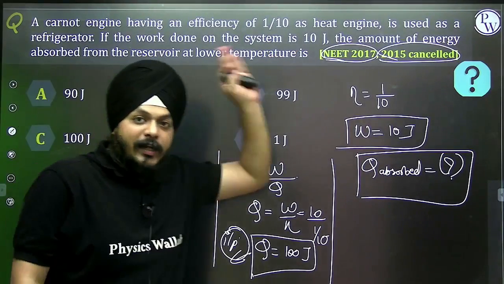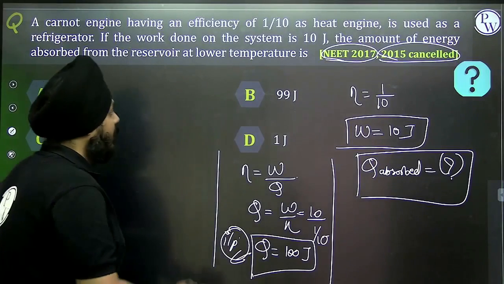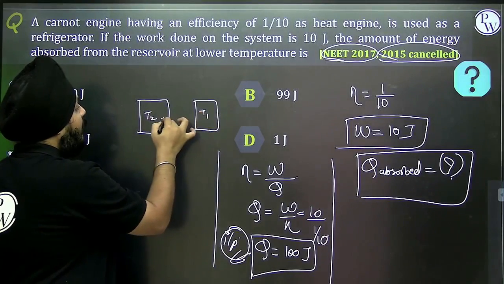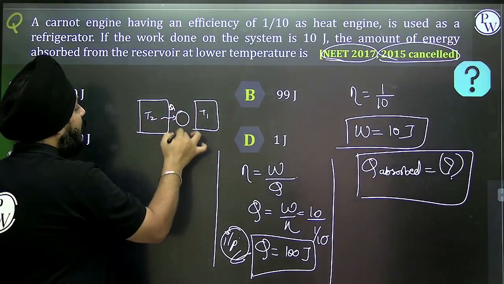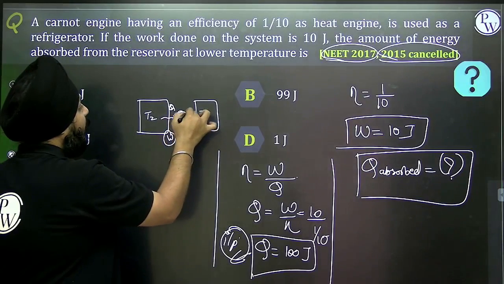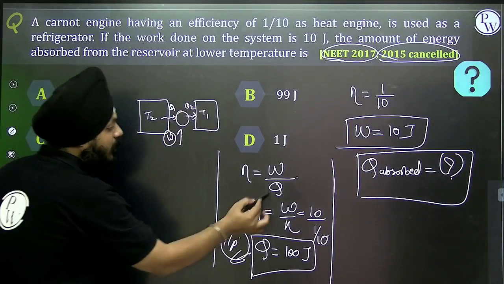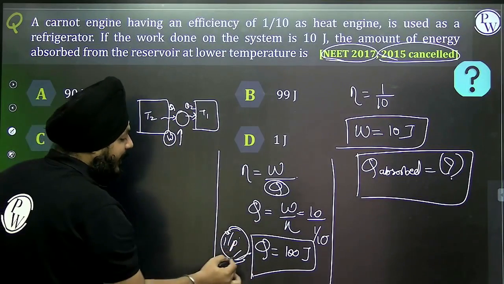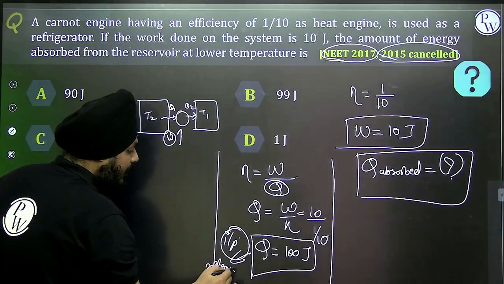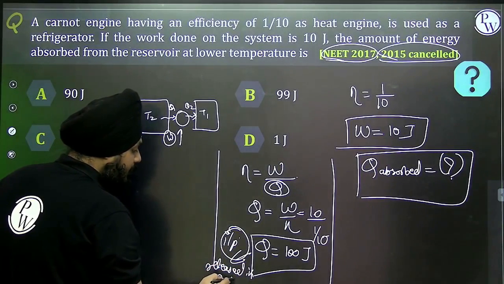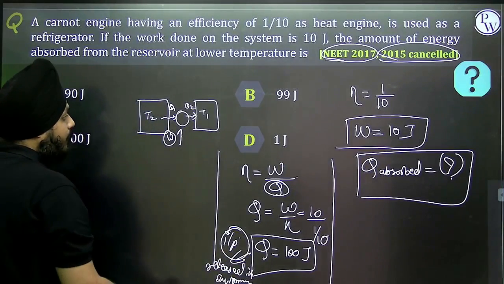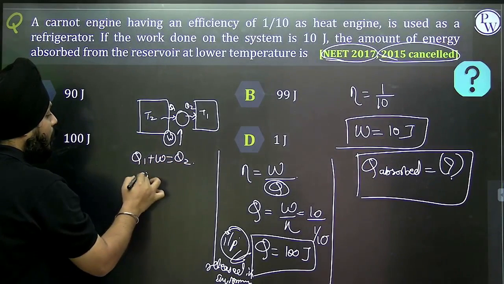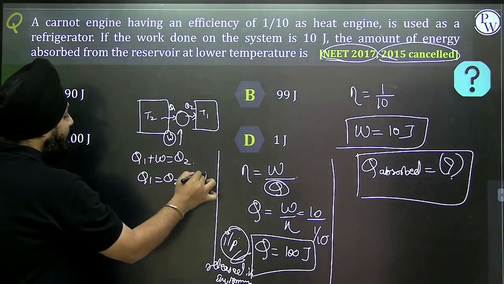Now suppose the Carnot engine is used as a refrigerator. This is a sink T2, and this is a source T1. Here we are getting the value of Q1, here we are giving the work done, and here we are getting Q2. So this Q value that we get from this efficiency is the amount of heat released in the environment. Q1 plus W is equal to Q2. Q1 is equal to Q2 minus W.